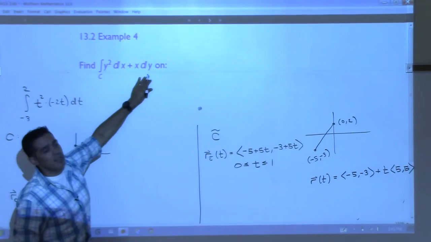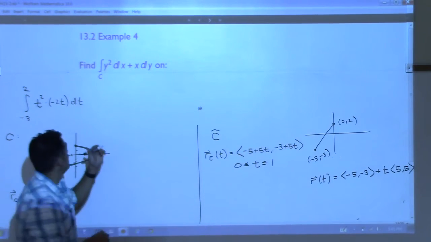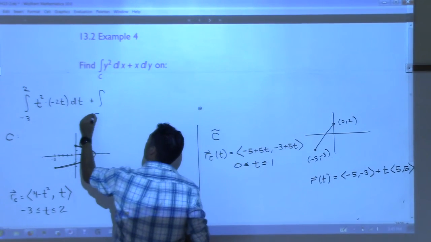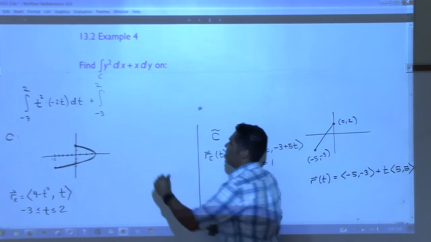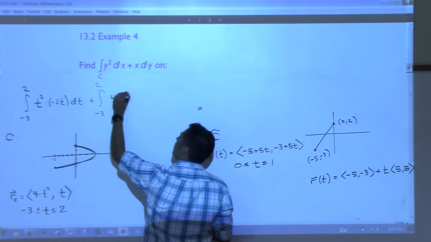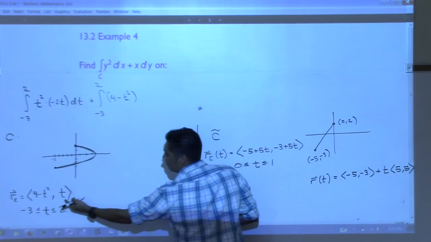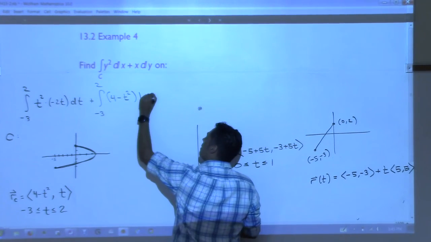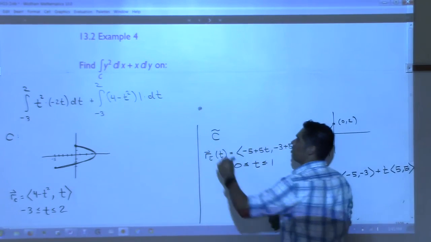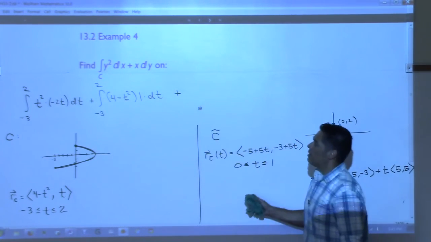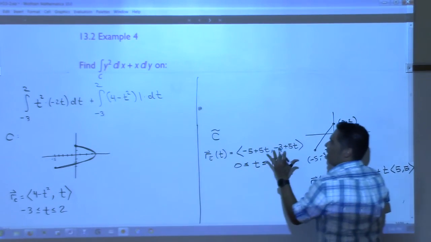Now we're going to do this piece right here, which I'm going to do as a separate integral, even though you could just do it all together. That would be 4 minus t squared, that's x, and then dy, which is the derivative of this with respect to t, which is 1 dt. Good. Oh wait, no, sorry, this is two different paths. We'll figure that out. Now, compare that to this one.